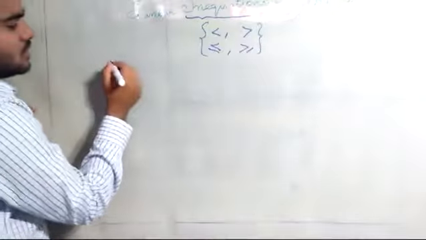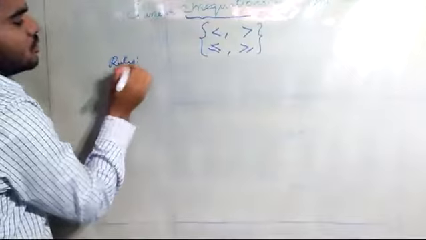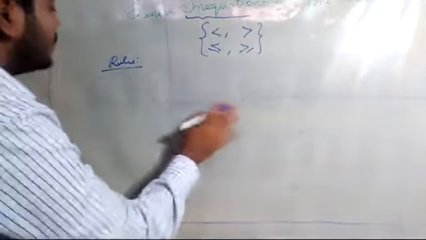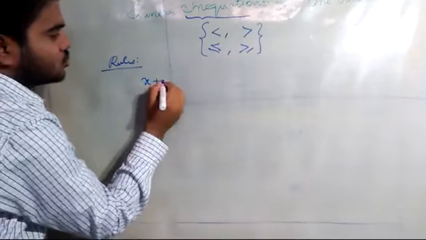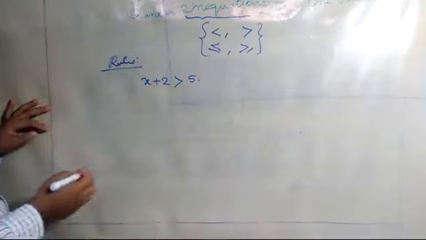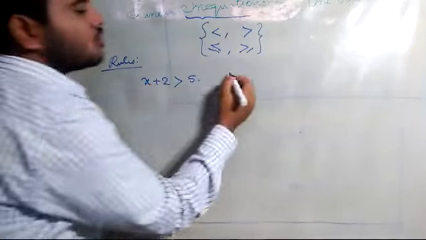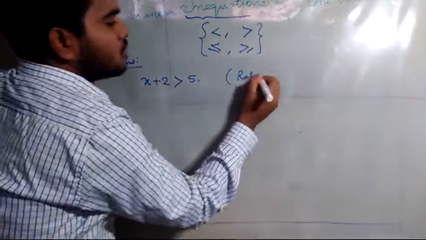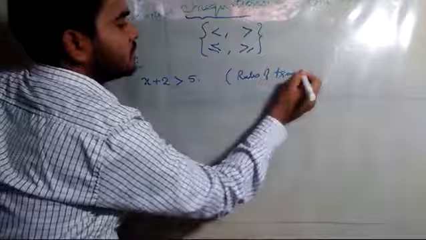Now, certain rules, you should write them down. If I say x plus 2 is greater than 5, then what I have done here is apply the rules of transposition. Rules of transposition.